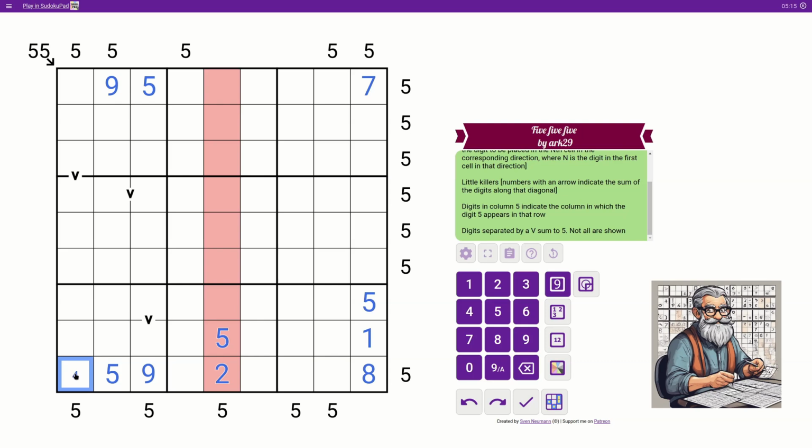5, not possible because we can't put 5 here. And 6, 7 are not possible because these two can't be 5. Otherwise we'd need a 0. 8 and 9 are gone, so this is 4, right? 4, 1, 2, 3, 4 mean that this is 5 and this becomes a 6. Okay, so far so good.